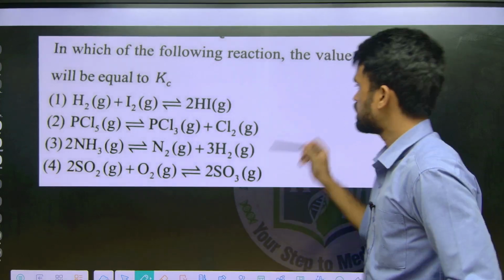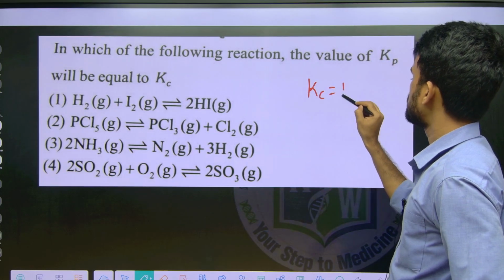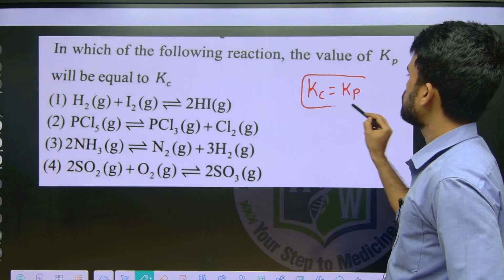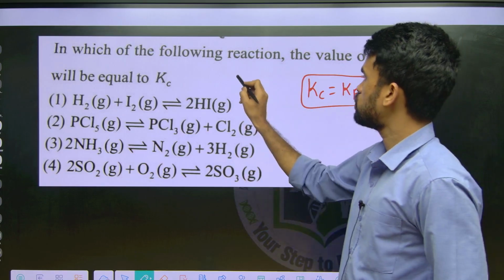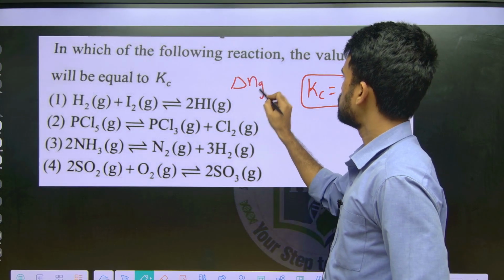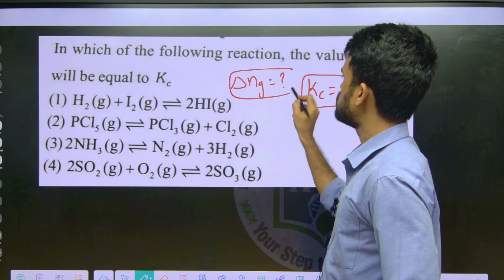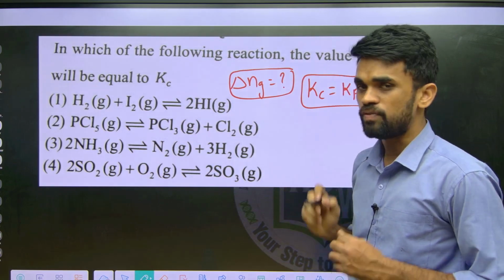It means Kp should be equal to Kc. This Kp, Kc should be equal. In which of these cases is it equal, they are asking. So what you need to do? First you find the delta Ng value. How much this delta Ng is for each of these, you find it.